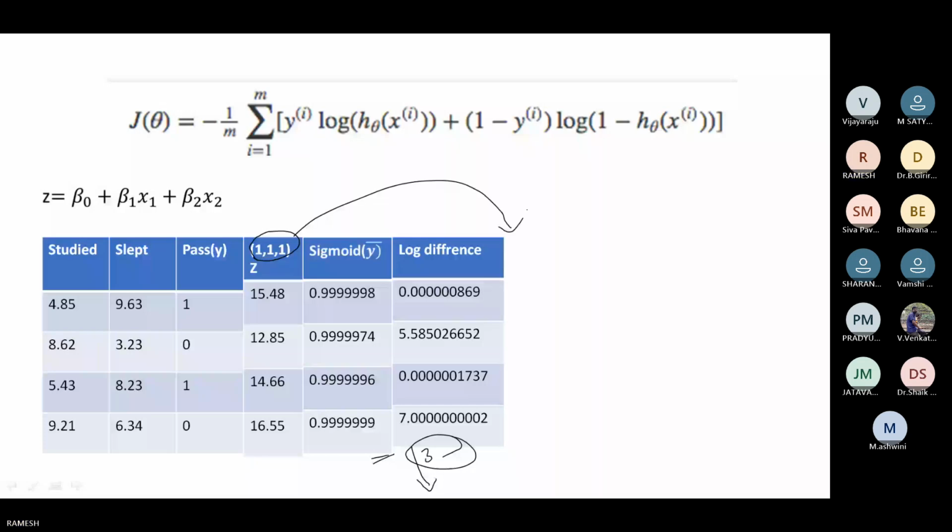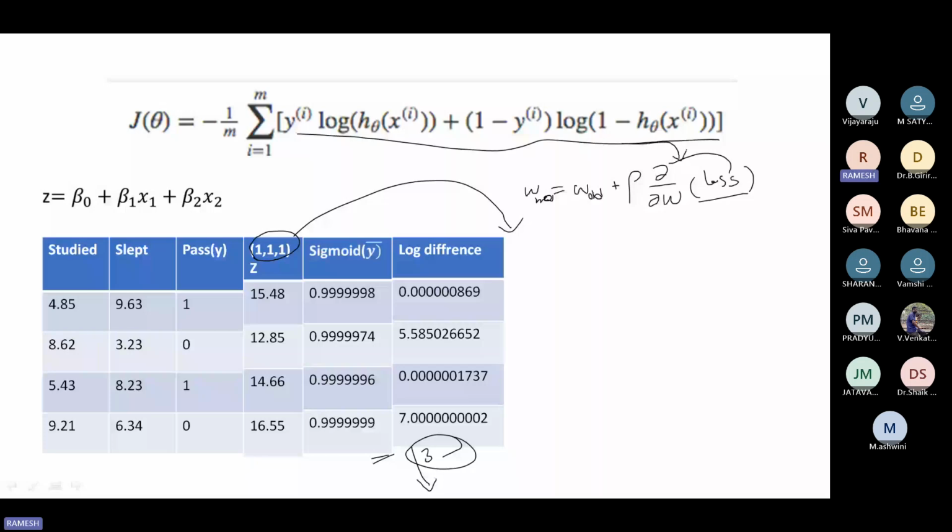This is a common method: W new value is equal to W old value plus the learning rate into the partial derivation of the loss function, or error function. So here the loss function is this one. This one is the loss function. We need to substitute that loss function.